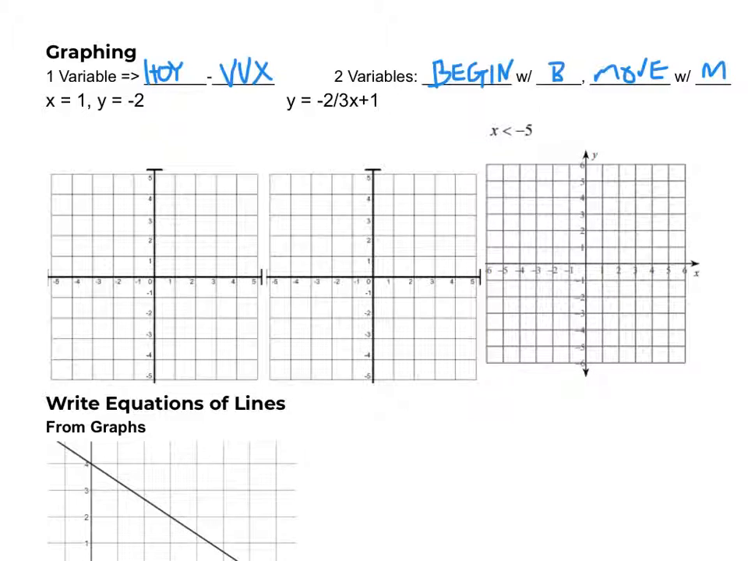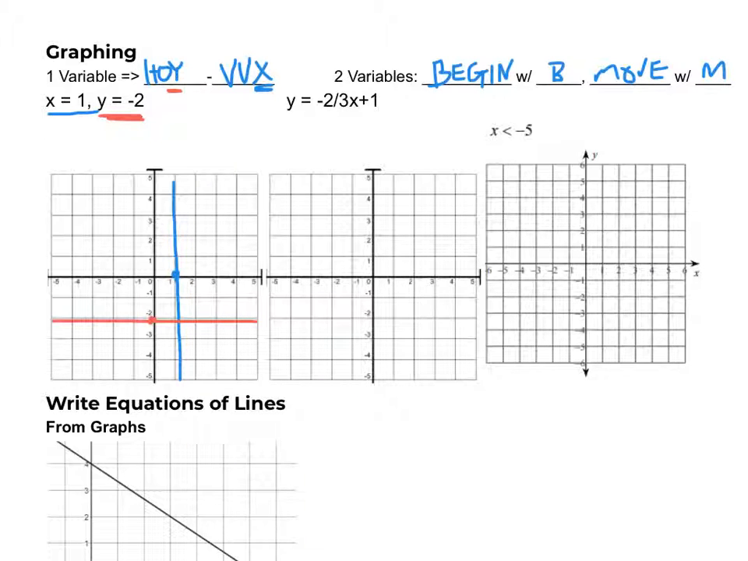Alright, so in this first one, I have x equals 1. It's one variable, and it's x, so that means it's VUX. It's going to be a vertical line through the x-axis at 1. If I look at my next equation, y equals negative 2, that's a HOI equation because it's y equals a number. So it's going to be a horizontal line. So on the y-axis, go to negative 2 and draw a horizontal line. I was just being lazy and putting those both on the same graph.